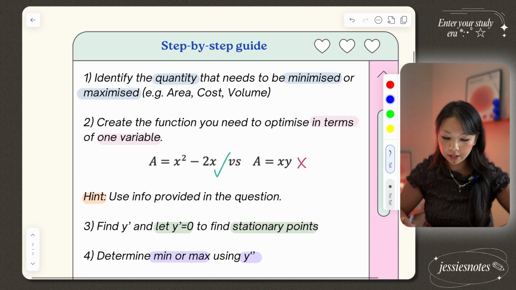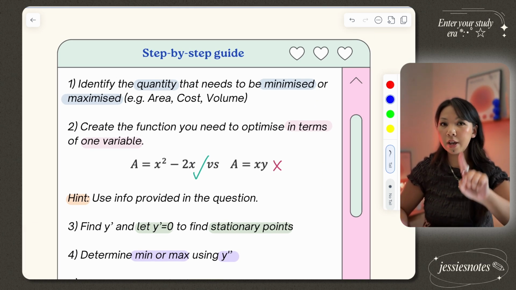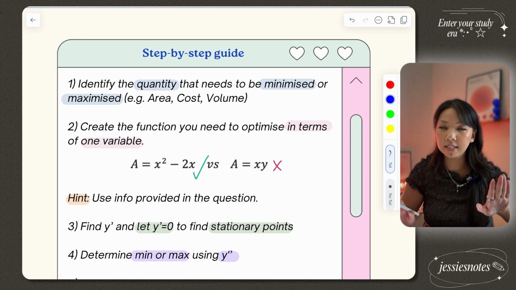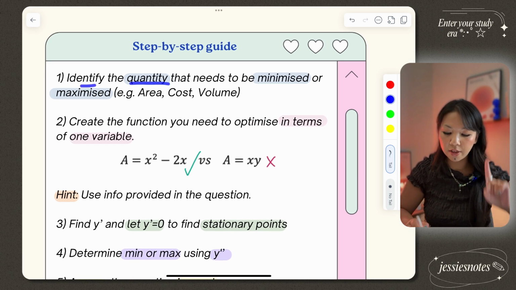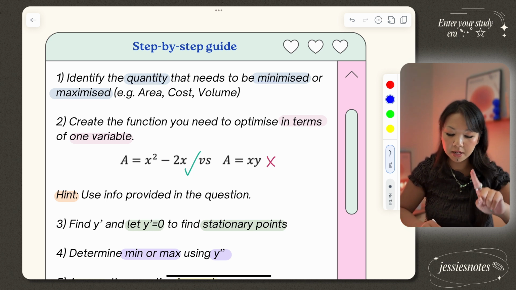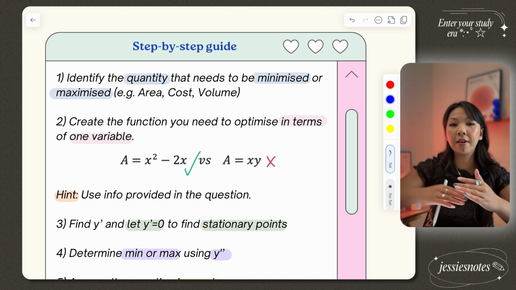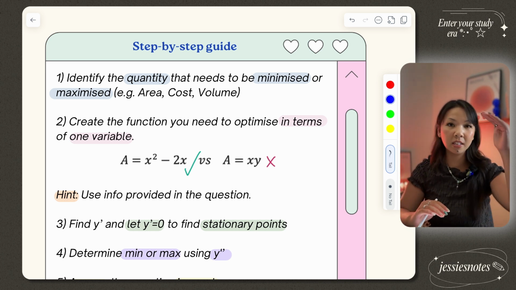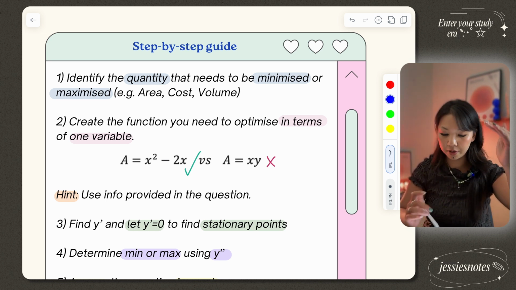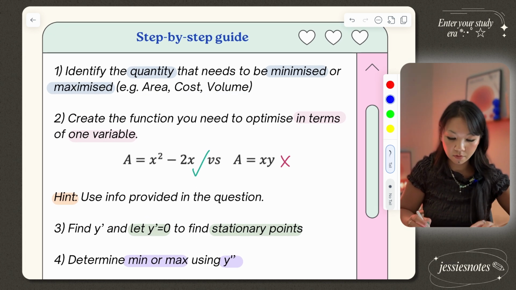So here I have a step-by-step guide that you can follow to help you answer any optimization problem. So the first part is you want to identify the quantity that needs to be either minimized or maximized. So that's what it means to optimize. You either want to find the minimum of something, like the minimum surface area, or you want to find the maximum of something, like the maximum profit. And you could have all sorts of different quantities involved.